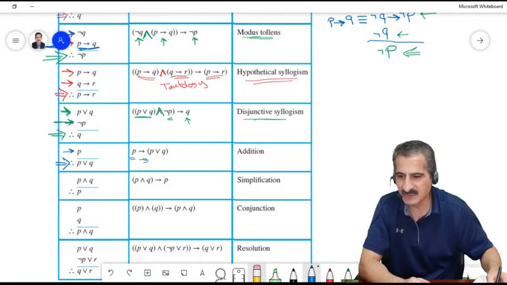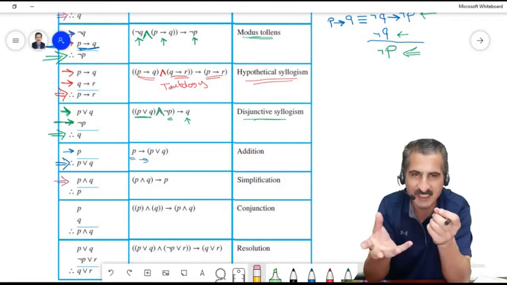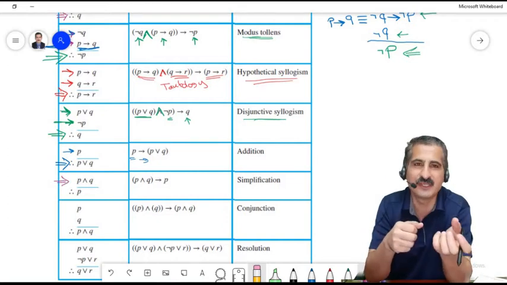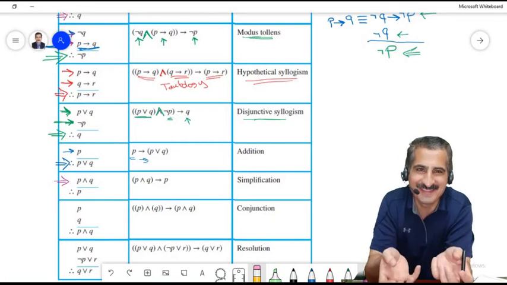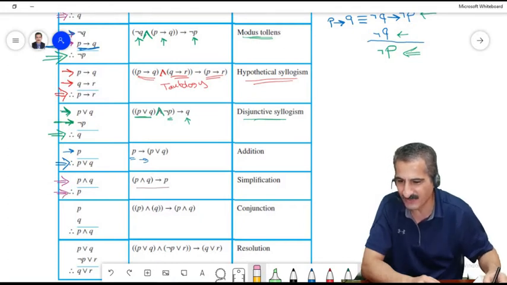Okay. These rules of inference are very easy. Now, this one says P and Q. If we have both happening, P is happening and Q is happening. So for sure P is happening. This looks very easy. This is the conclusion. Very intuitive. And this is called simplification.